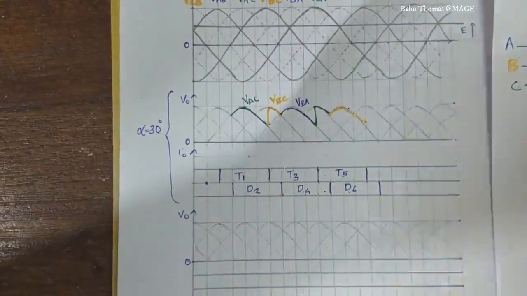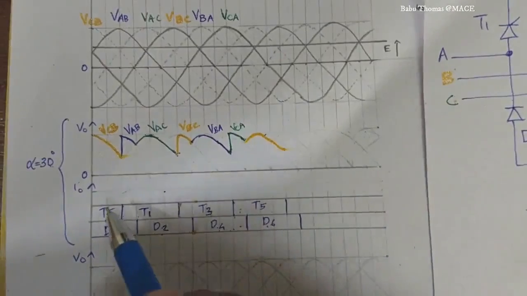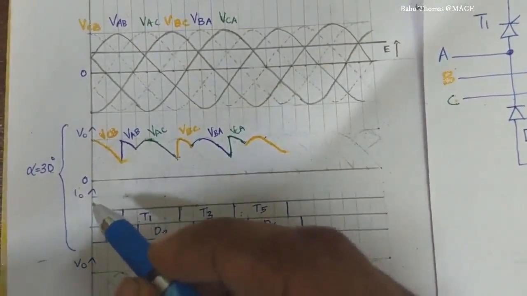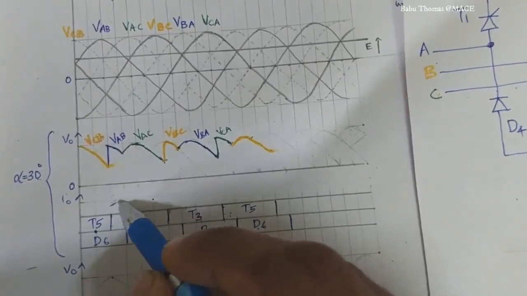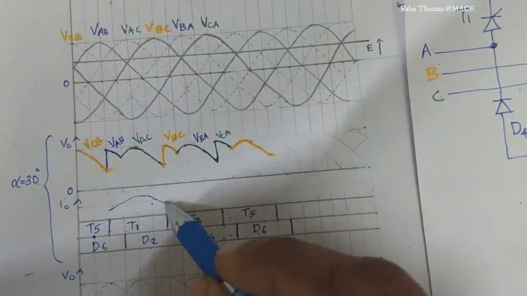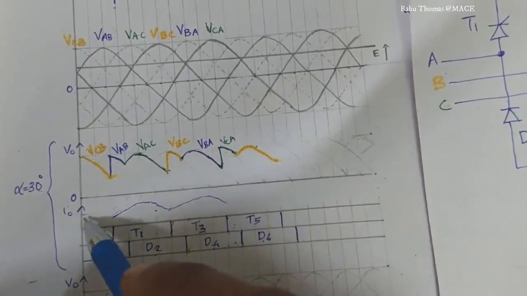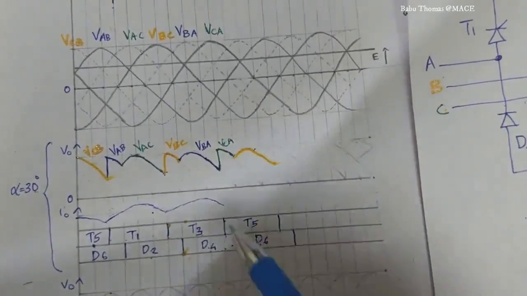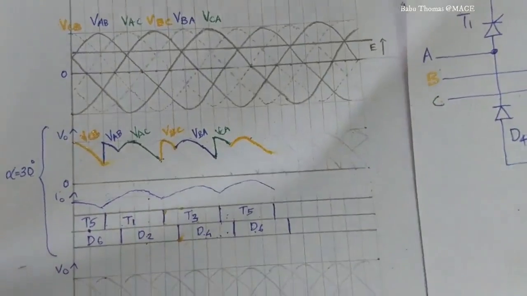Now we can complete the entire figure for the complete operation. So this is how the complete waveform of the output voltage looks for alpha equal to 30 degrees. Now we can also draw the current waveform I0. Here the current will start increasing and then gradually come down. Again it will increase like this. So this is how the current waveform will look in the case of alpha equal to 30 degrees.